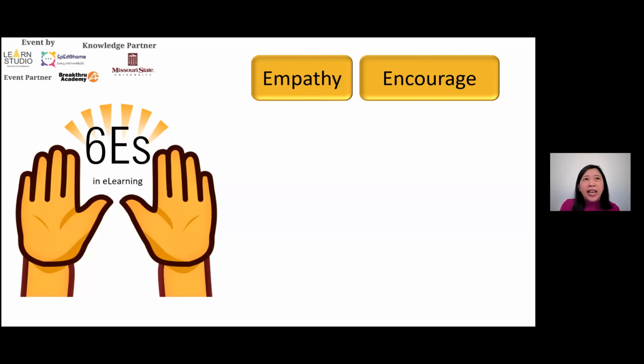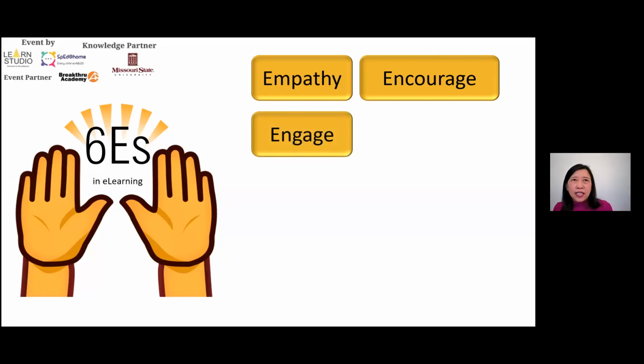The third E is engage. Once our students develop personal emotional connection with us, the next step is to ensure that our lesson is engaging, meeting the learning needs of students. You may refer to Dr. Howard Gardner's theory of multiple intelligences.